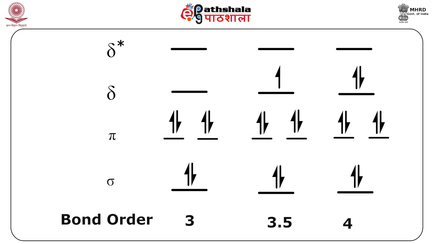For bond order 3.5, you can see the total number of electrons is 7. So 7 minus 0, where 0 means there is no electron in the antibonding orbital. So 7 minus 0 divided by 2 will come out to be 3.5. In the next one, you can see that the total number of electrons in the bonding orbitals is 8 and there is no electron in the antibonding orbital. With the result, the bond order 4 is 8 minus 0 divided by 2.